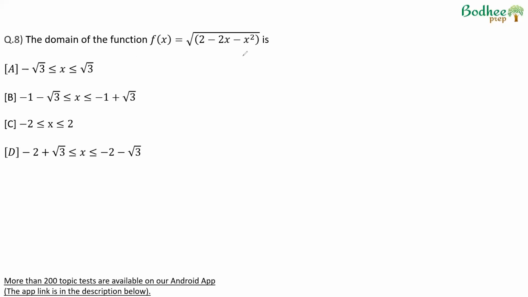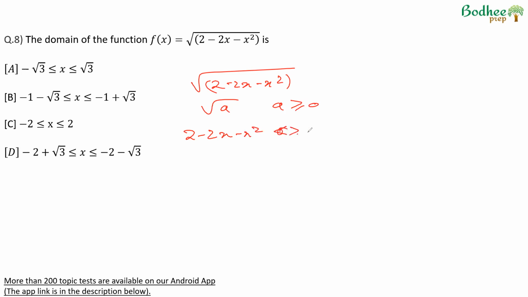The domain of the function f(x) is equal to root of 2 minus 2x minus x square. What happens is the value under the root should always be non-negative, and therefore 2 minus 2x minus x square should be greater than or equal to 0. Multiplying by a negative value, x square plus 2x minus 2 should be less than or equal to 0.